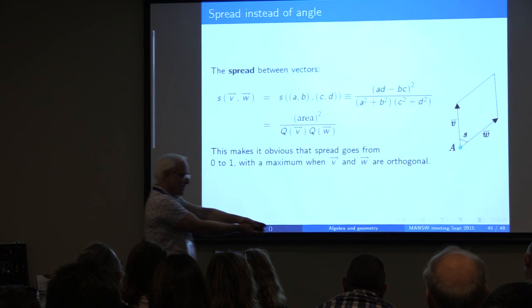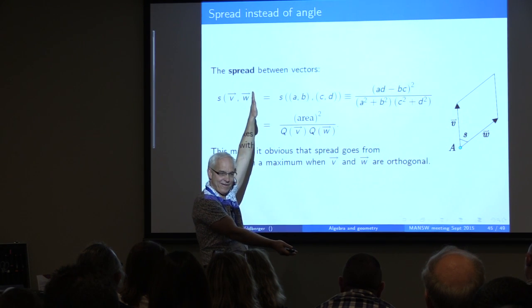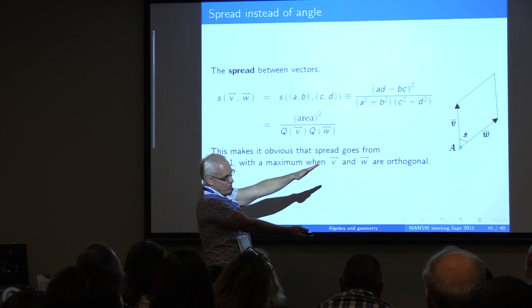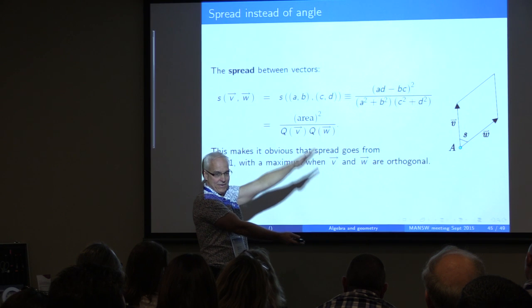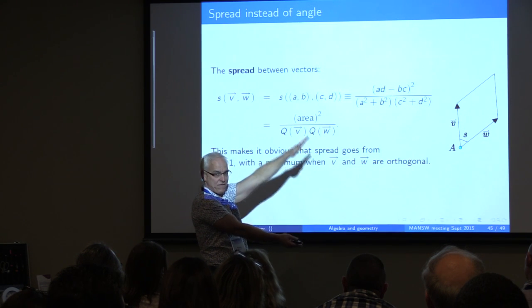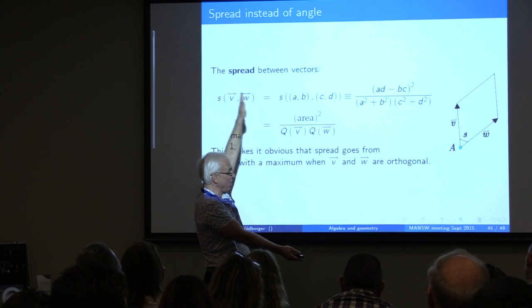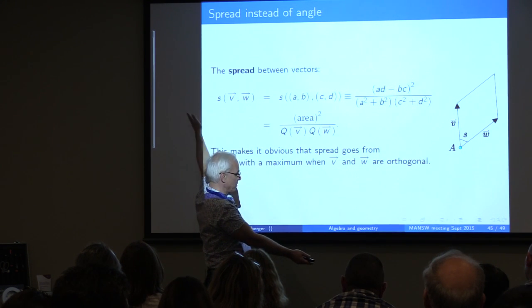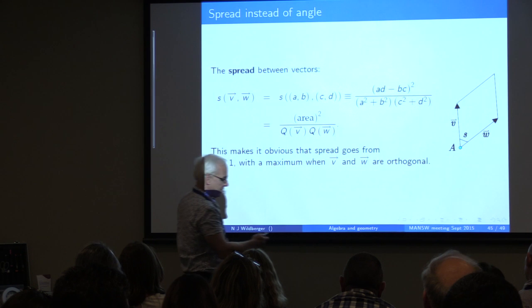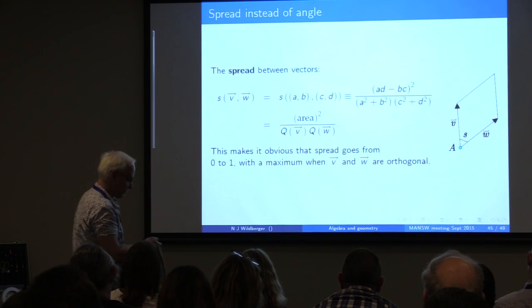So now spread goes from 0 to 1. 30 degrees is a spread of 1/4. 45 degrees is a spread of a half. 60 degrees is a spread of 3/4. And then after you get to 1, it goes back down: 3/4, 1/2, 1/4, 0.